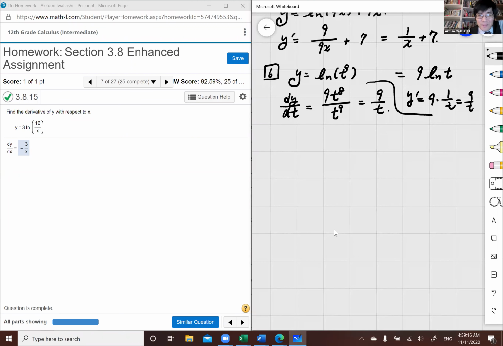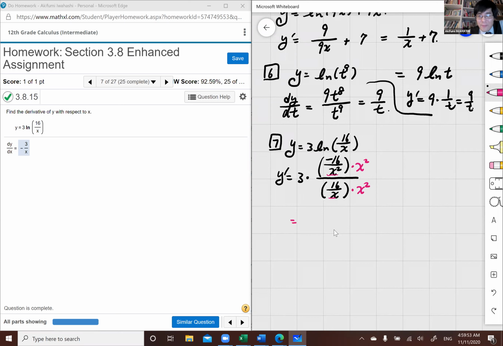Okay, next one, number 7. y is equal to 3 times ln of 16/x. Inside the log is kind of complicated, but let's differentiate directly. It's going to be 3 times u on the bottom and the derivative of u on top, which is negative 16/x squared. A bit complicated. It's a fraction inside a fraction. So let's multiply top and bottom by x squared.